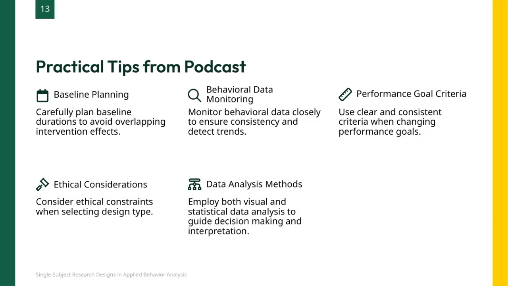When planning your study, it's crucial to carefully map out your baseline periods. This helps prevent any overlap in intervention effects, which can complicate your results. Keeping a close eye on behavioral data is equally important. Consistent monitoring allows you to spot emerging trends and maintain reliability throughout your research. When you decide to adjust performance goals, make sure your criteria are clear and consistent. This transparency strengthens the integrity of your study.